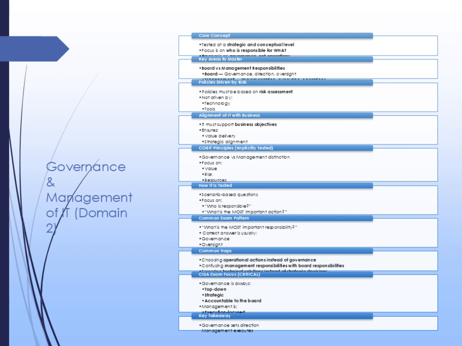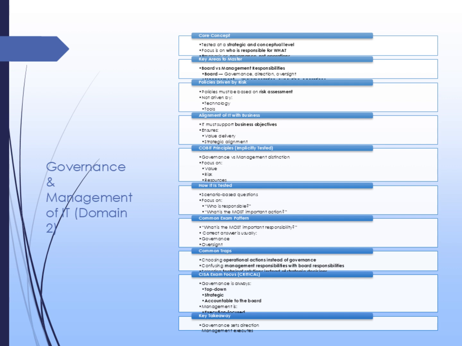The exam also places strong emphasis on alignment between IT and the business. IT should support business goals, enable value delivery, improve strategic alignment, and contribute to organizational outcomes. Many governance concepts are also indirectly influenced by COBIT principles. Although the exam may not explicitly ask detailed COBIT framework questions, concepts such as governance versus management, value delivery, risk management, resource optimization, and performance measurement appear regularly throughout governance scenarios.